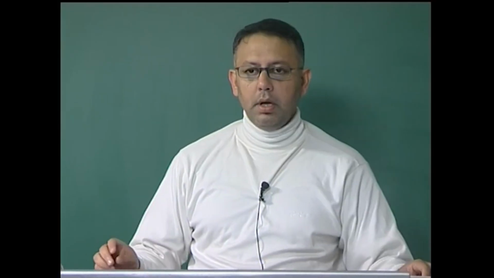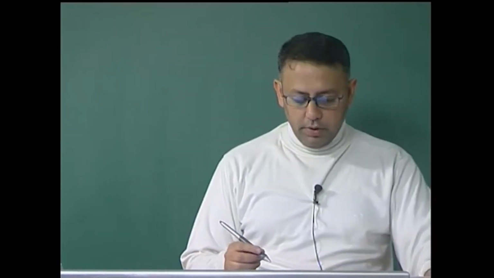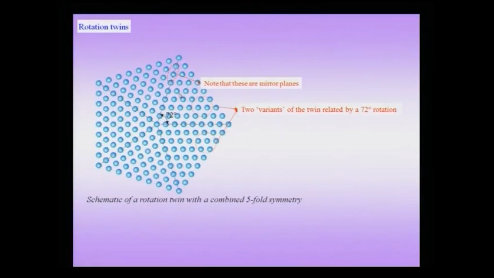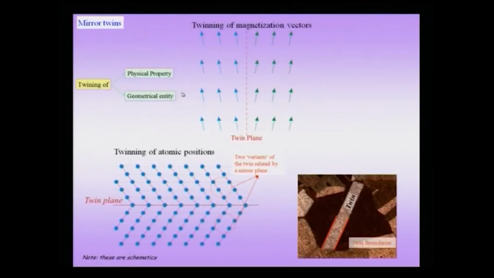Next we consider the defect, which is the twin, and the associated interface defect, which is the twin boundary. Like before, we can now think of a twin either based on a geometrical entity, which is the usual kind of a definition, or we can think of a twin in terms of a physical property. There are examples on this slide which show you both these kinds of twins.